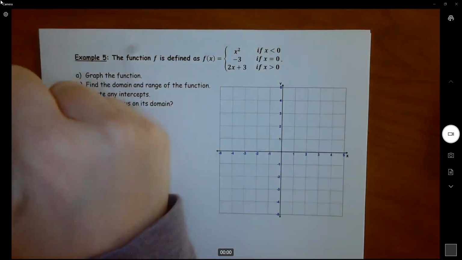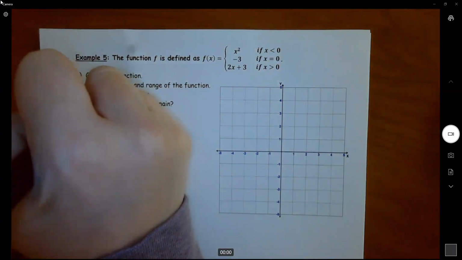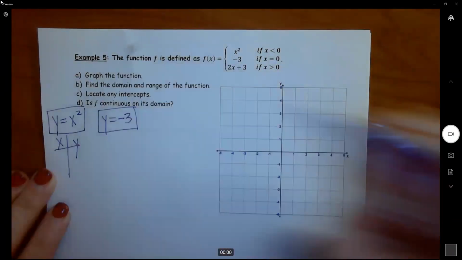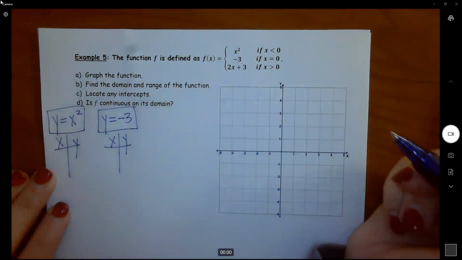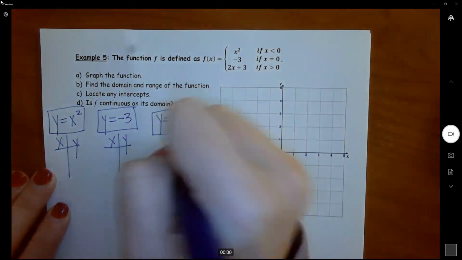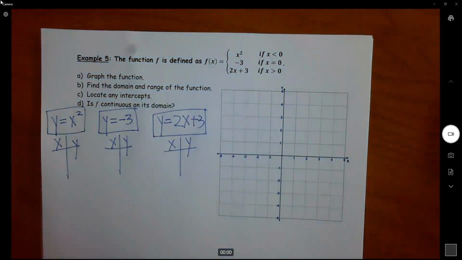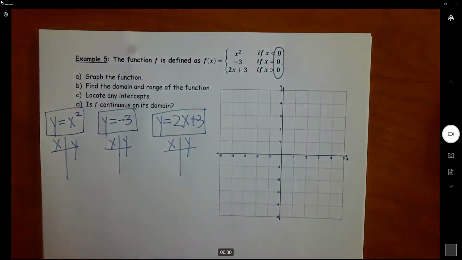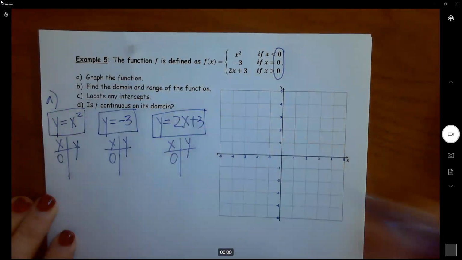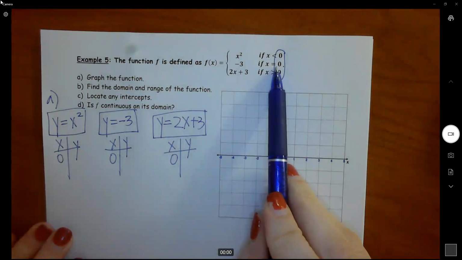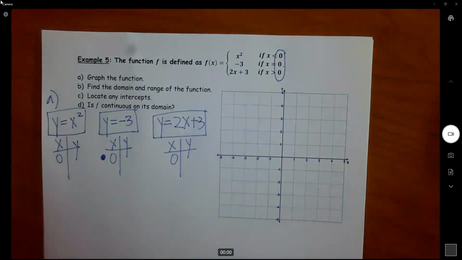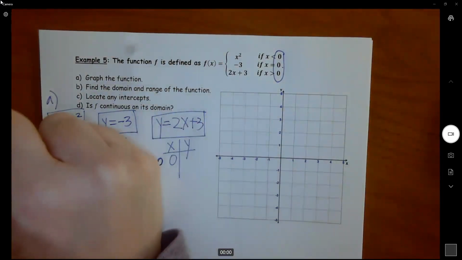You've got 3 equations, so that means I need 3 tables. Okay, this place where they are all breaking up and switching from one equation to the next is at 0. So these all need, this is part A, these all need 0 here. And the only place it equals 0 is in this middle one here. So this needs a closed circle. These other two will get open circles.